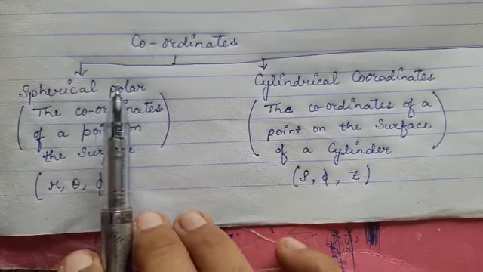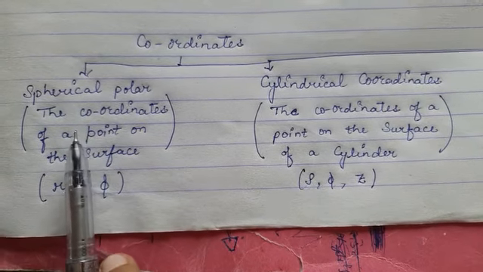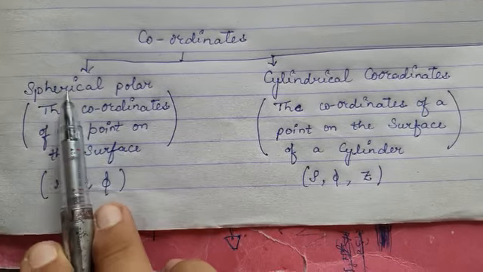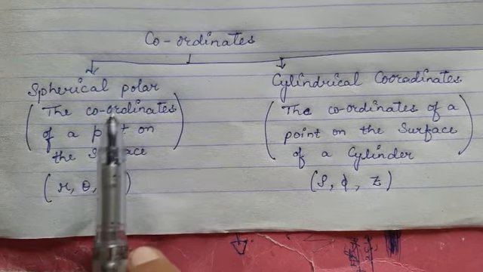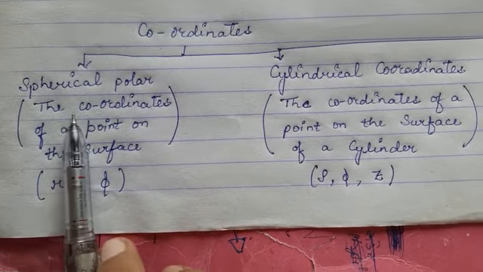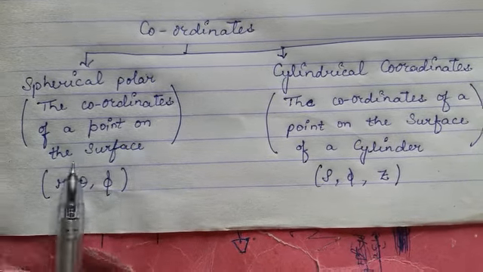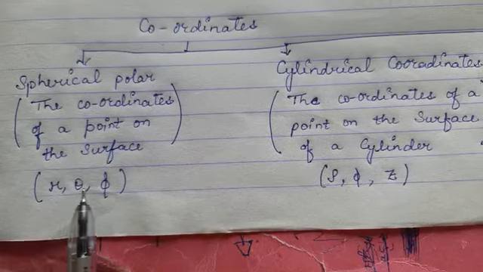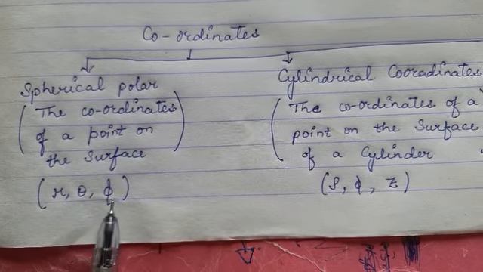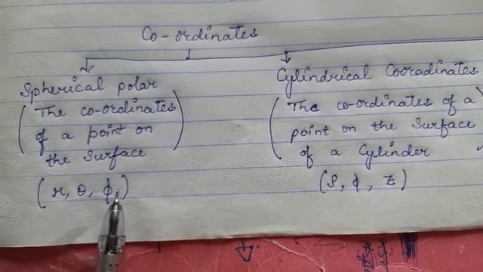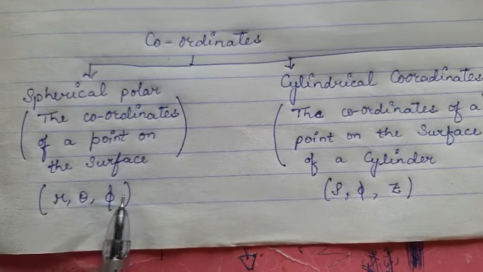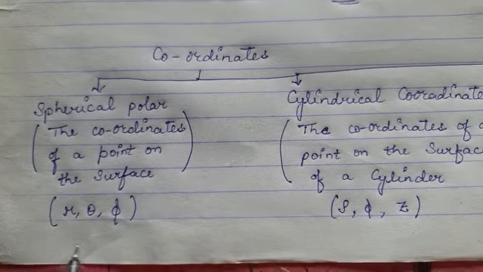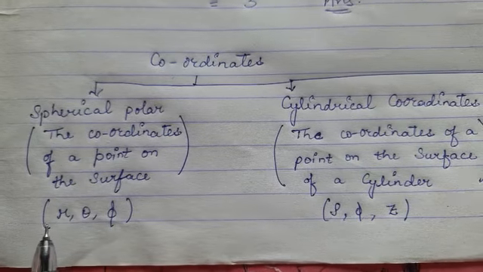So spherical polar coordinates are those in which we consider a point on the surface. That is known as spherical polar coordinates. So the definition is: the coordinates of a point on the surface are called spherical polar coordinates, which are denoted by r, theta and phi. In Cartesian coordinate system, we deal with a 3D system. That means three frames of reference are there. That means we consider three angles over there as well, right?